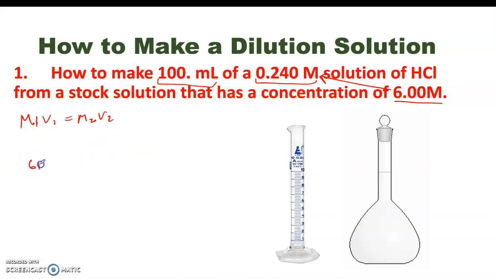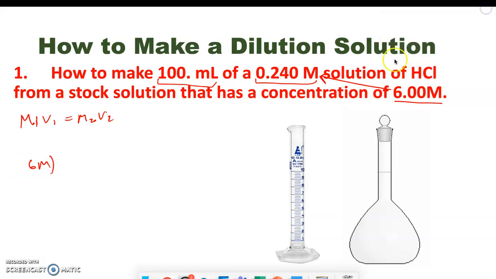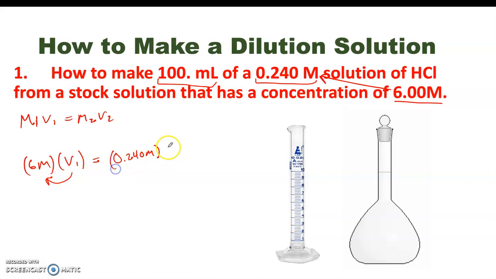So my initial concentration is 6 molar. My job is to figure out how much of that initial volume, how much volume of this 6 molar I need, because I need to dilute that till it reaches this concentration and has this volume. So we've got our equation set up here. Then the next step is to solve it.